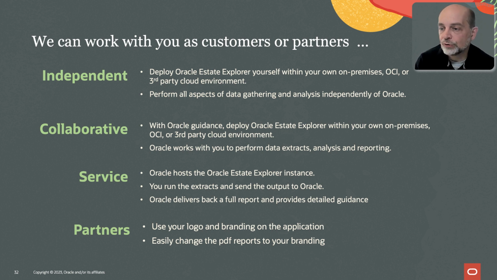And then finally, we also work with partners, and a couple of partners are already white labeling this and are using it as part of their overall migration to cloud offering to customers. So those are the 4 ways that we tend to engage, or in fact any blend of those. But it's nice to think of it in 4 different levels.